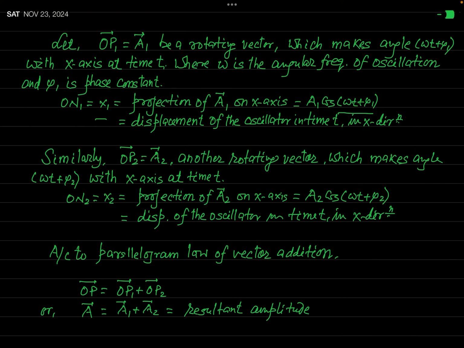And actually, this is the displacement of the oscillator in time t in the x direction. Similarly, ON2 is actually x2, which is the projection of A2 on the x-axis, and this is given as A2 cosine of omega t plus phi 2. And this is the displacement of the oscillator in time t in the x direction. Now, from the law of vector addition, you know OP will be equal to OP1 plus OP2, or A is equal to A1 plus A2.